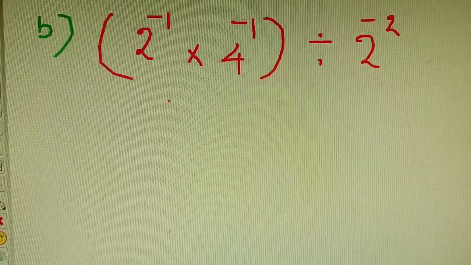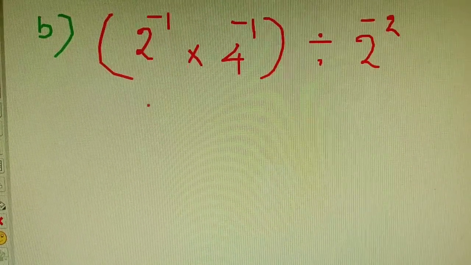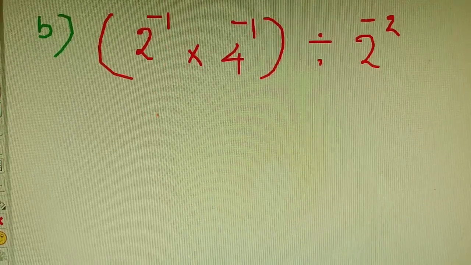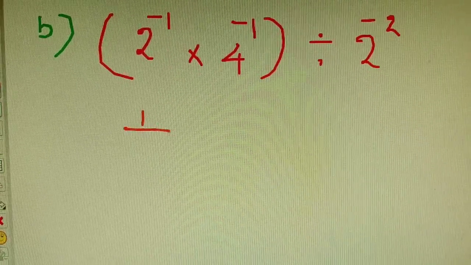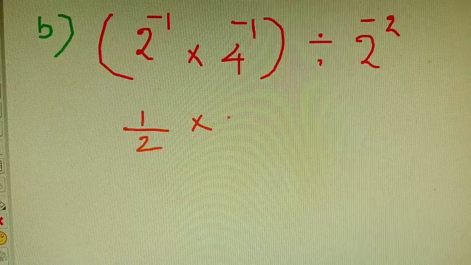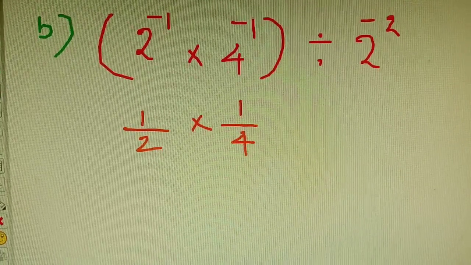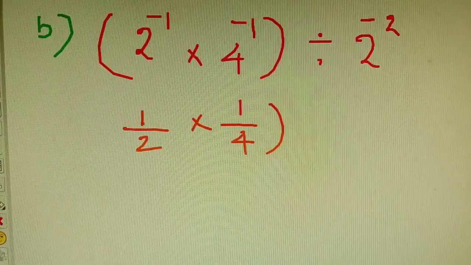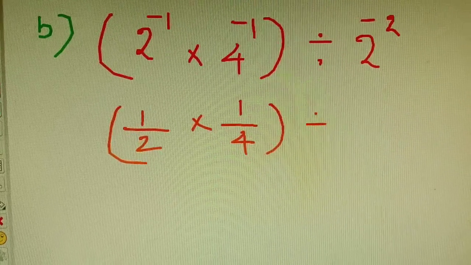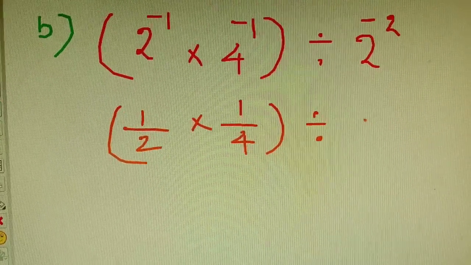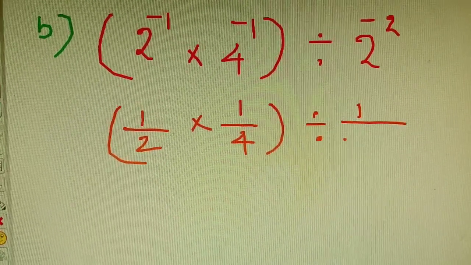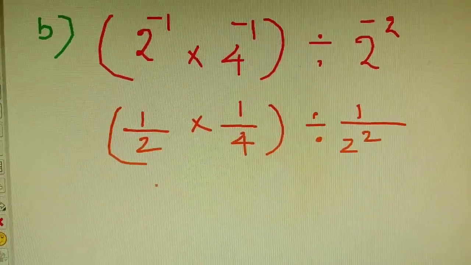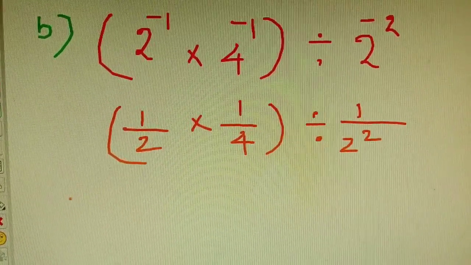Then we can do this question in many ways. One method: 2 to the power of negative 1 means 1 by 2. 4 to the power of negative 1 means 1 by 4. Then that divided by 2 to the power of negative 2, which means 1 by 2 square. Okay, now let us simplify.